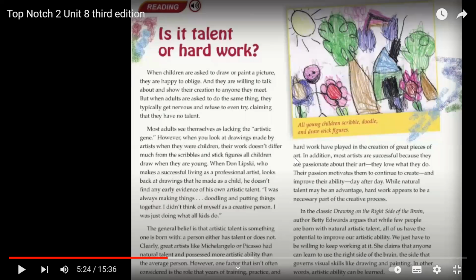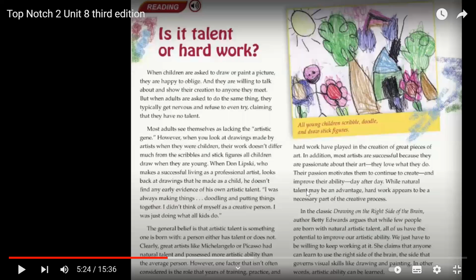One very important factor is the years of training, practice and hard work involved in the creation of great pieces of art. Also, most artists are successful because they are passionate about their art. They love what they do. Their passion motivates them to continue to create and improve, to make their ability better day after day. Okay?